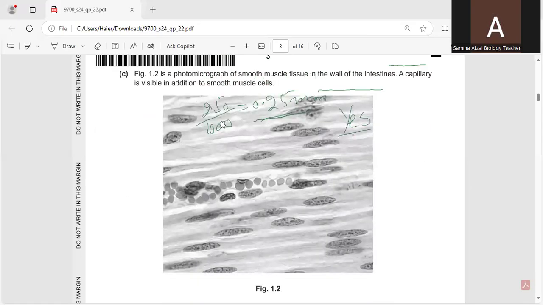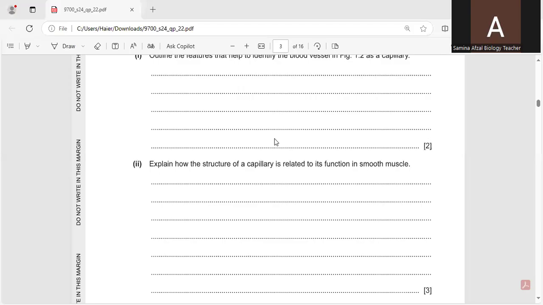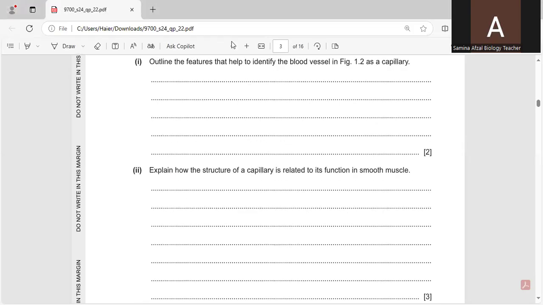And next question: figure 1.2 is a photomicrograph of smooth muscle tissue in the wall of the intestine. A capillary is visible in addition to smooth muscle cells. Yes, you can see the capillary is there. The line of red blood cells shows the presence of a capillary in these muscles. Outline the features that help to identify the blood vessel.